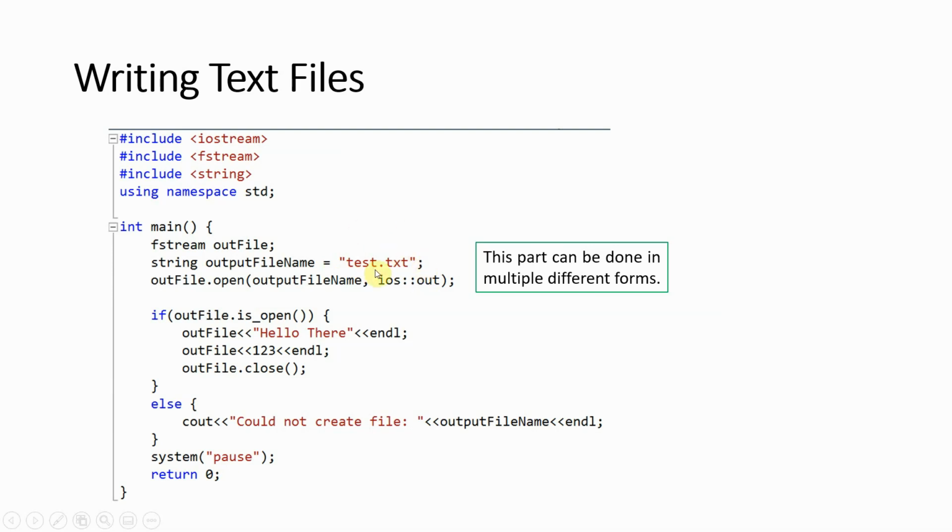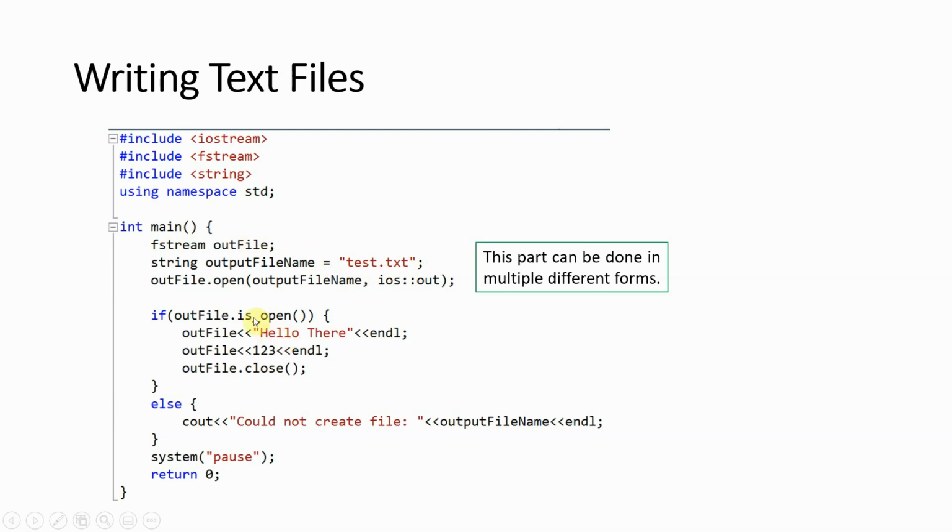If this text file already exists in the folder that is in the working folder of our C++ program, then it's going to be overwritten. Okay, so we have to be very careful. If you're not careful, you might lose the previous content of this text file.